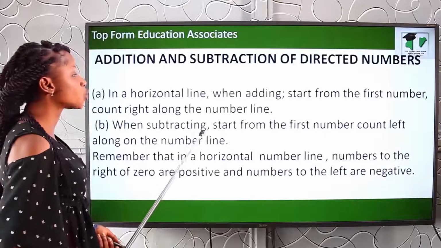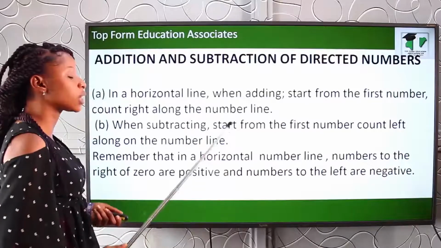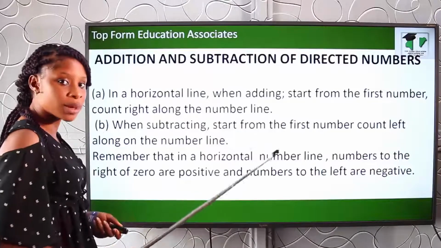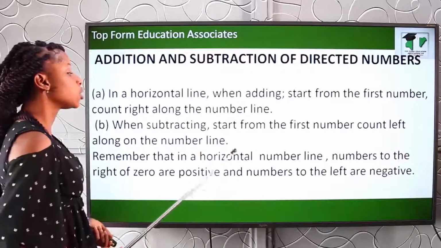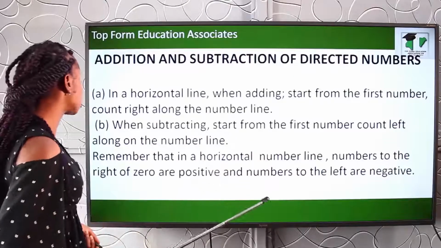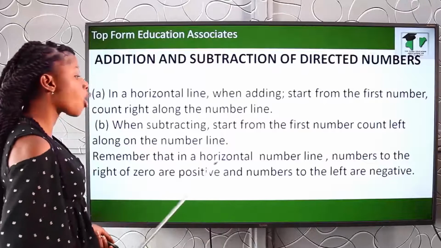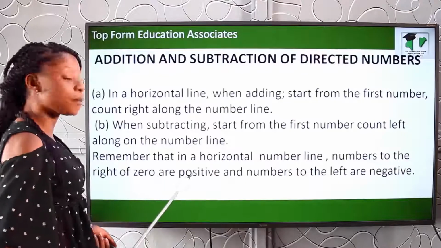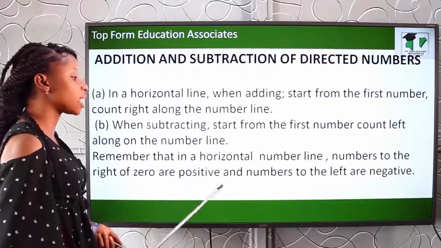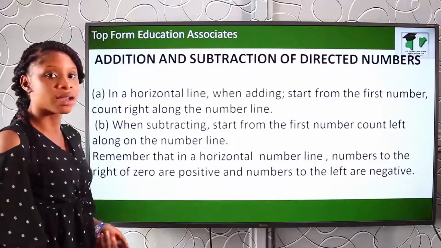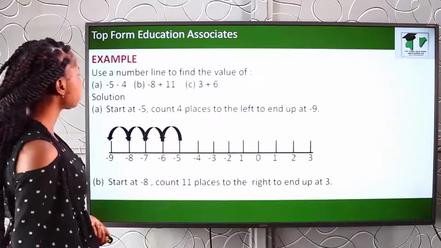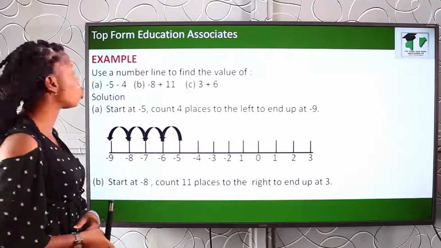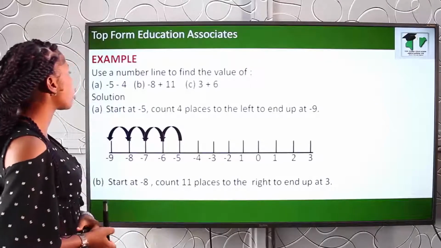Okay, please take note. When adding, you start from the first number and you count right along the number line, while when subtracting, you count left along the number line. Remember that in a horizontal number line, numbers to the right of 0 are positive, okay, we've said this, and numbers to the left are negative. Let's take some examples to further buttress our points.